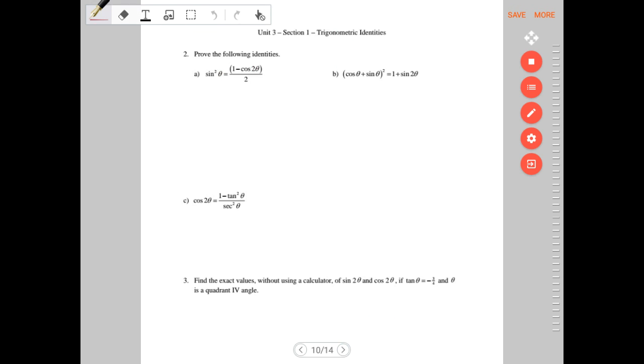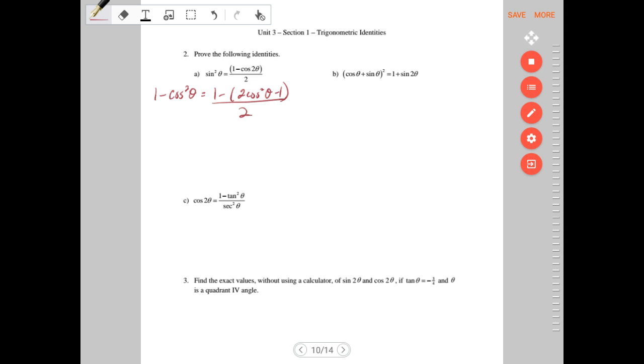Whew, one more page. Prove the following identities. Sine squared theta is equal to 1 minus cos 2 theta all over 2. Okay, I know that sine squared theta is the same thing as 1 minus cos squared theta using the Pythagorean identity. I also know that cos 2 theta has a number of ways to be written, but if I'm looking for cosines, I probably don't want to use the first one, I'm going to use the second one. So 1 minus bracket 2 cos squared theta minus 1 all over 2.